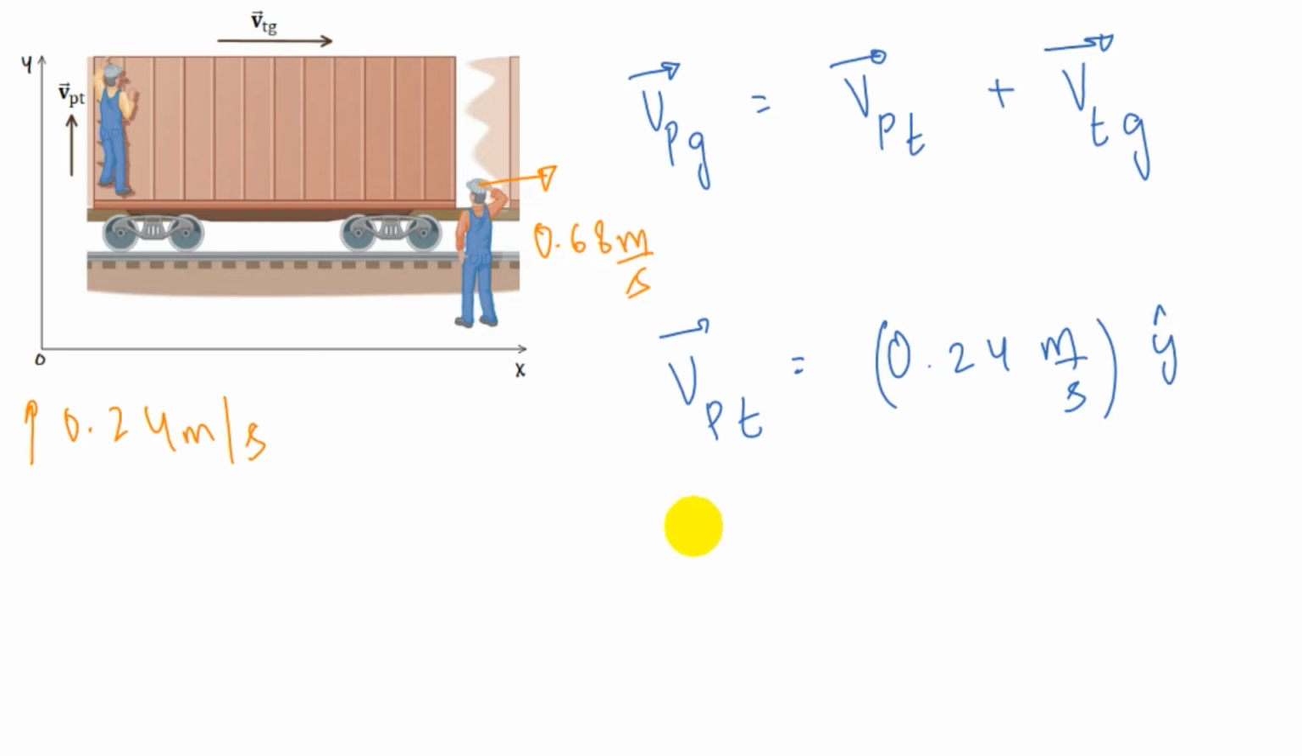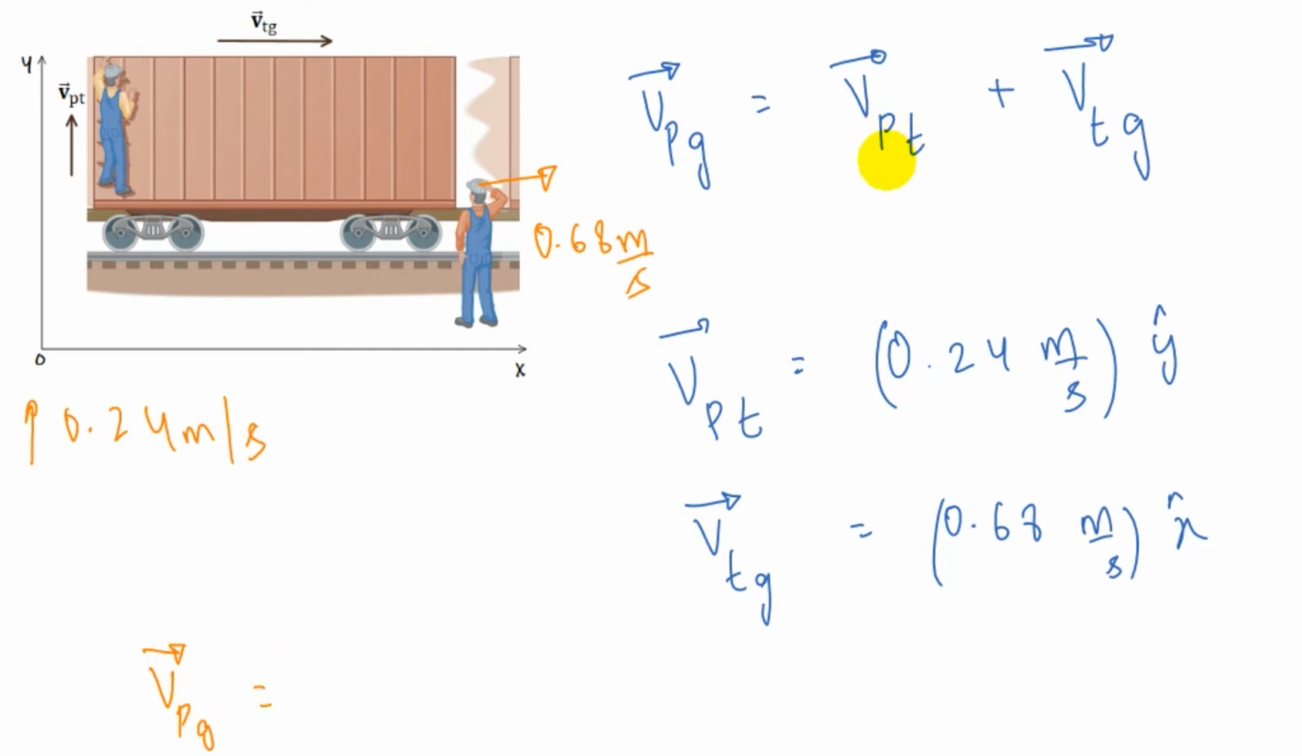Now next we can write that the velocity of the train with respect to the ground would be 0.68 meter per second, and this is along the positive x direction, so x cap. This is the way we convert this scalar into a vector. Now we have to add these two vectors to get the result. Simple. So this would be the velocity of the person with respect to the ground.